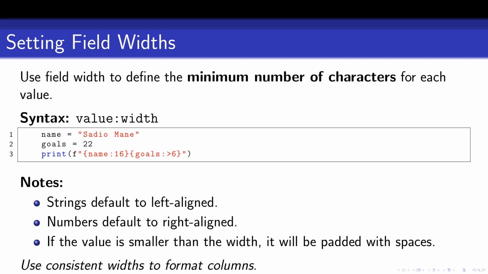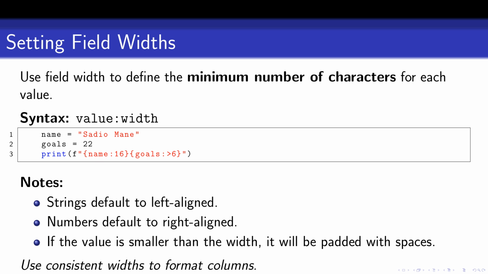Field width formatting is implemented using f-strings with a colon and width specification. For example, name : 16 reserves 16 characters for a player's name, padding it with spaces if it's shorter. By default, strings are left-aligned, while numbers are right-aligned, which makes sense for lining up columns of text and numbers.